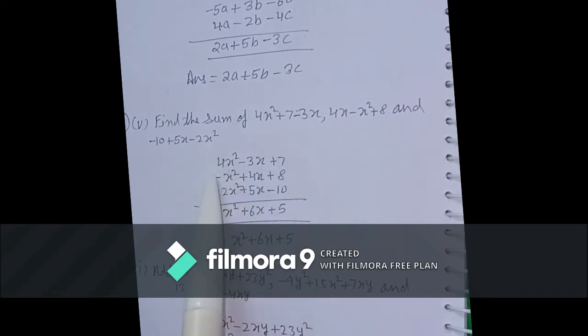So first we have 4x square, minus x square, minus 2x square. These are the two negative terms. Minus 2x square minus x square gives minus 3x square, and 4x square minus 3x square gives x square. Same, 4x plus 5x, both positive terms, gives 9x. 9x minus 3x gives plus 6x. Here 7 plus 8 is 15, 15 minus 10 is plus 5. So your answer is x square plus 6x plus 5.